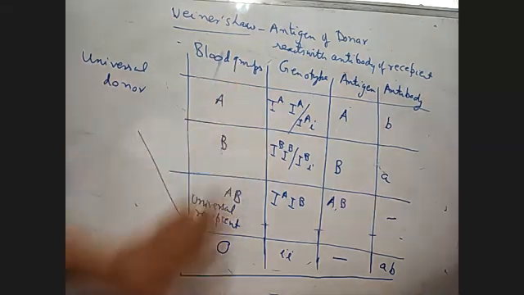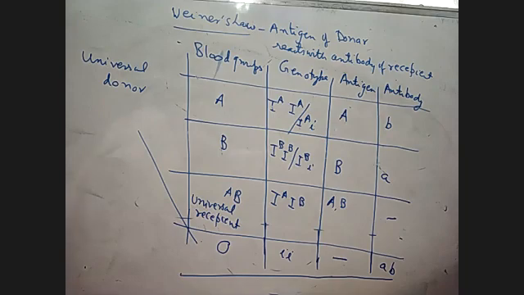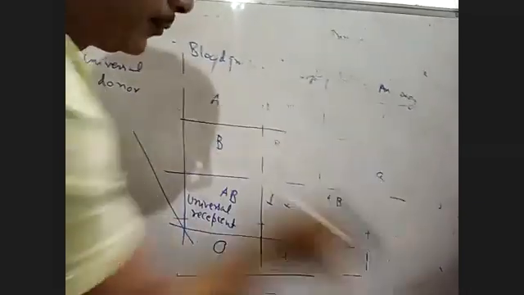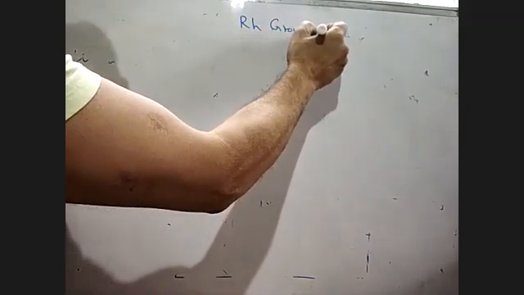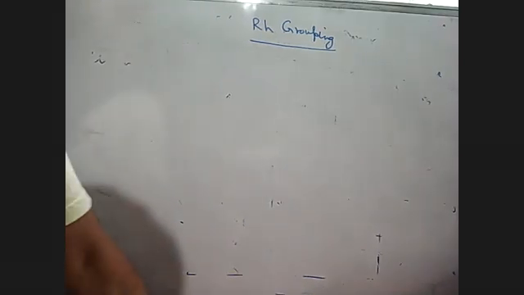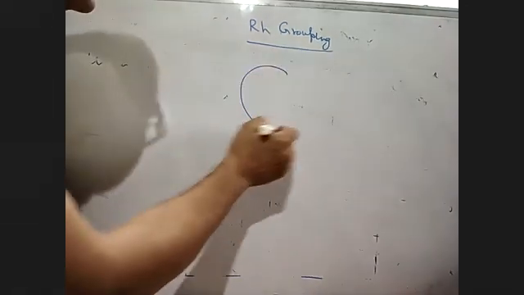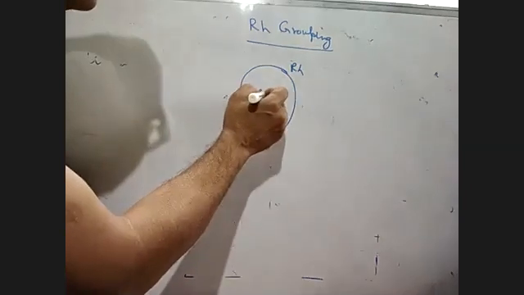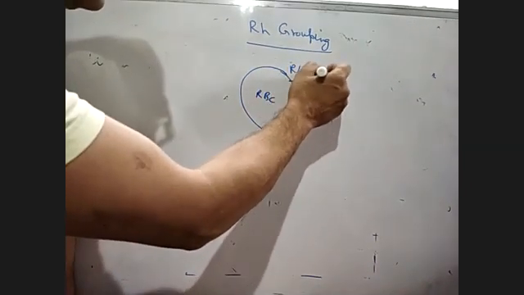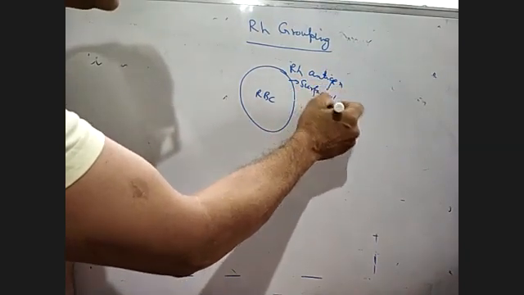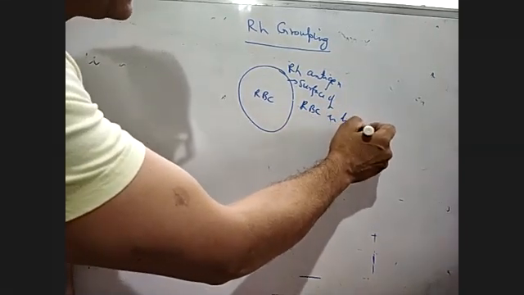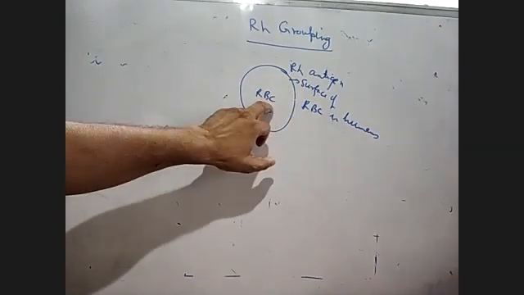Okay, so now students, we go to the RH grouping. In RH grouping, we see that there is an antigen known as RH antigen, which is found on the surface of the RBC in humans.